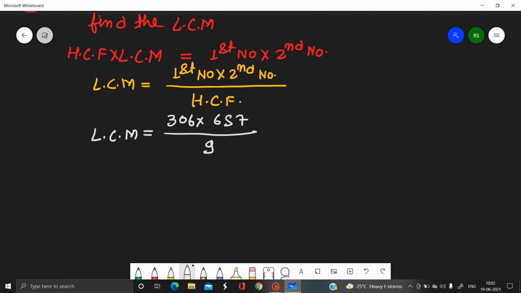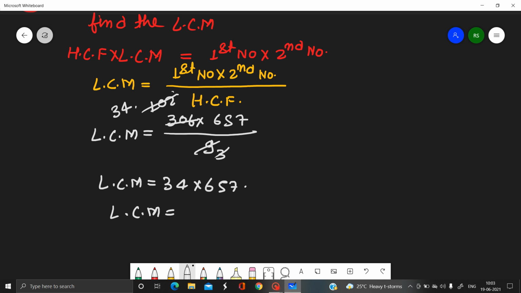So 306 is multiplied by 9. Okay. So when we cut with 3, we will get here 102. Now it's also divisible by 3, so I will get here 3 3s are 9 and 3 4s are 12. So LCM is equal to 34 into 657. So when we are finding the LCM of these two numbers, we have to multiply these two numbers.